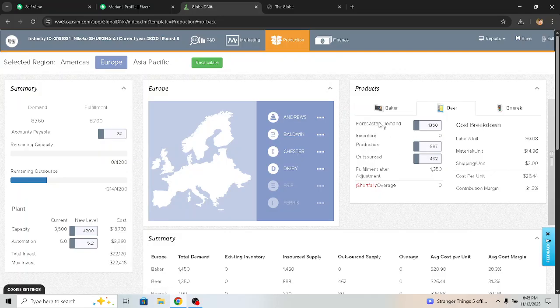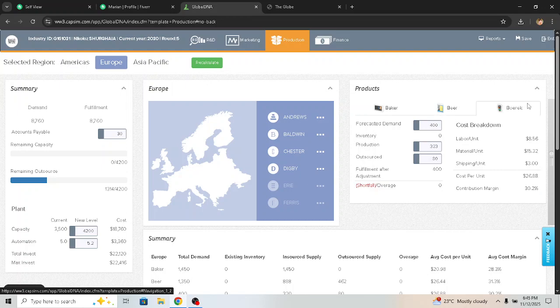The next product is Beer. We had a forecast demand of 1,350 and we have zero inventory, meaning we sold all our products in this product last round. So we produced 897 and we outsourced 462. Looking at our contribution margin, we are at 31.3, so we are above the average and we are good to go.